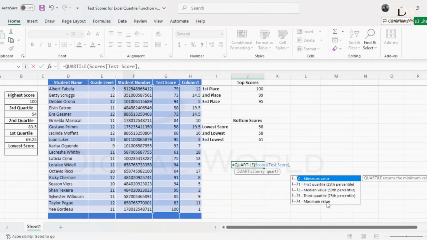While INC can include zeros and ones, let's assume that we have zeros and ones in the test score. It will include them in calculating your quartile. So that is that with quartile.